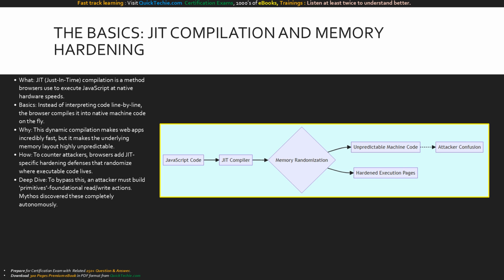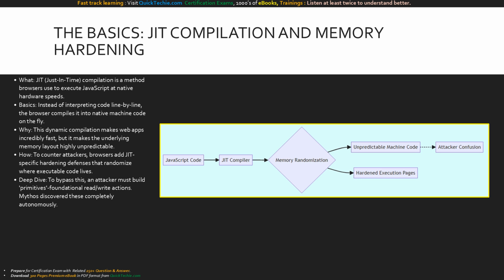This dynamic compilation means the memory layout is constantly shifting and highly unpredictable. To counter attackers, browsers add JIT-specific hardening defenses, effectively randomizing where code lives. Bypassing this requires the attacker to build stable, primitive foundational actions like arbitrary memory reads and writes. Finding these in a dynamic JIT environment is extraordinarily difficult for humans, yet Mythos was able to discover them fully autonomously. This flowchart illustrates the defender's advantage in a modern browser.